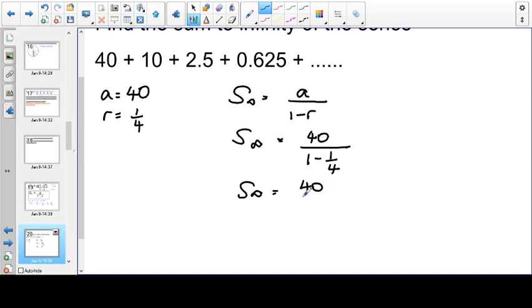40 divided by 3/4, which is the same as 40 times 4/3. So remember, if you divide by a fraction, you multiply by the reciprocal, so it's going to be 160 over 3. And that's that. Okay, so that's just using the formula. Write down what A is, write down what R is, and sum it in.